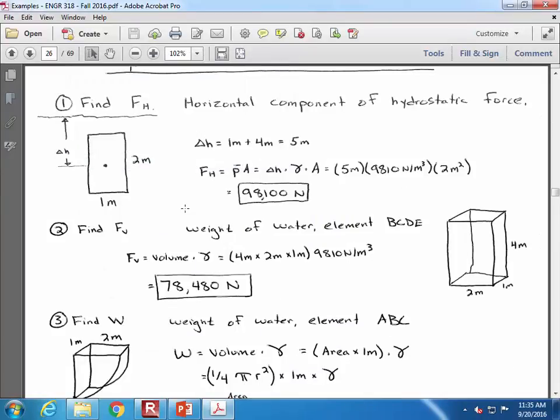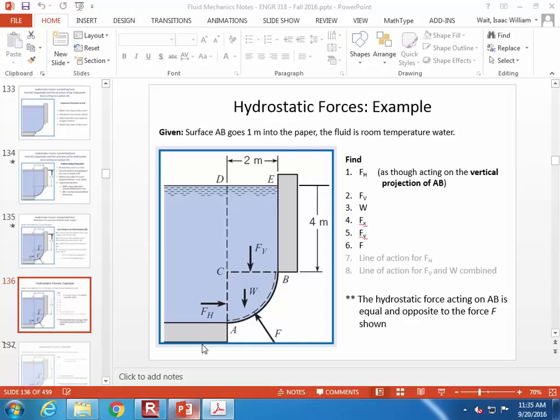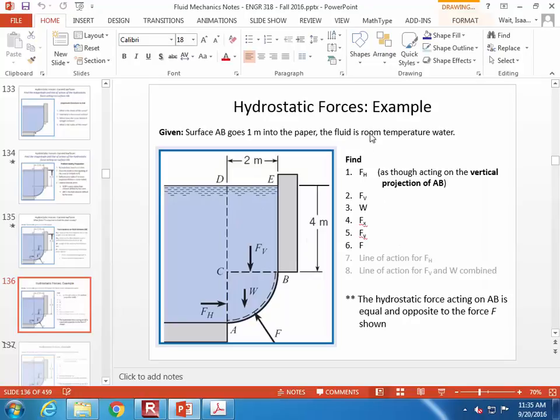Some of you have a better eye for detail than me. In the problem statement, it says it's room temperature water. I overlooked that when I was preparing this solution, so I just used the standard default unit weight of 9810. But those of you with the fine eye for detail noticed that it said room temperature water, which would be 9790. So I'm going to remove that so next time my solution is more correct. But kudos to those of you who noticed it.